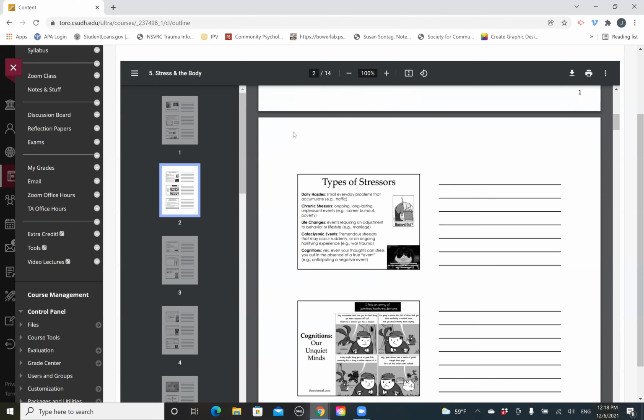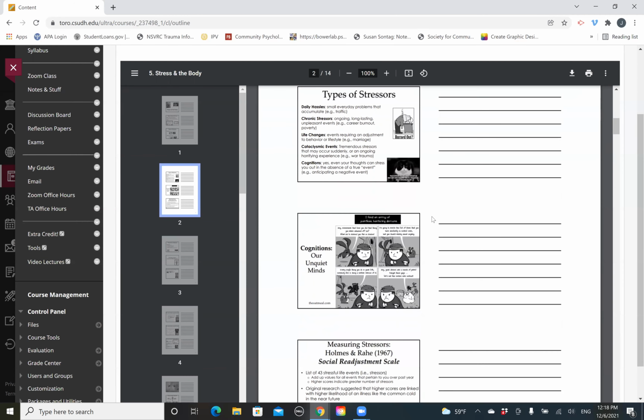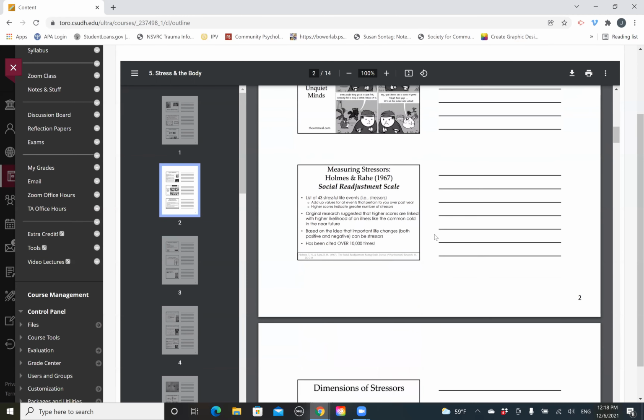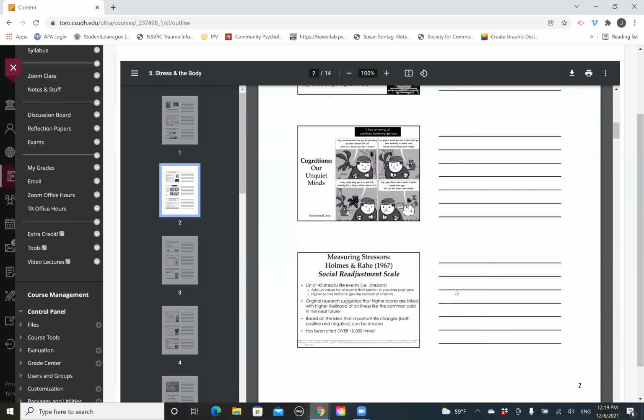Cognitions. So yes, even your thoughts can stress you out in the absence of a true event. I'm like queen of this. If I don't have something to stress out legitimately, I will find it and I will make it up if I can, right? Our mind sometimes creates something, anticipating a negative event. Self-fulfilling prophecy is a good example of this, right? Like, things always go wrong, so I'm sure it's going to go wrong again.